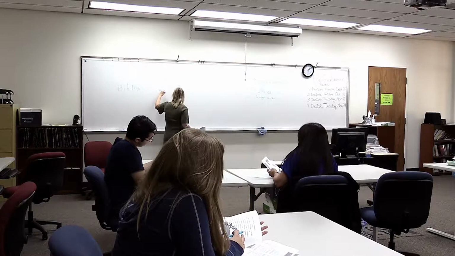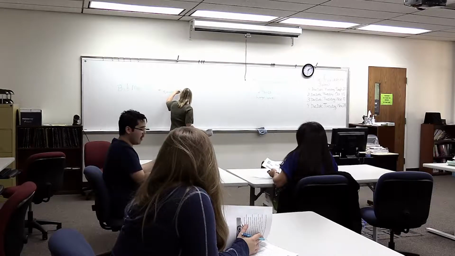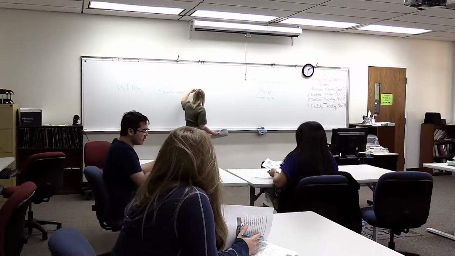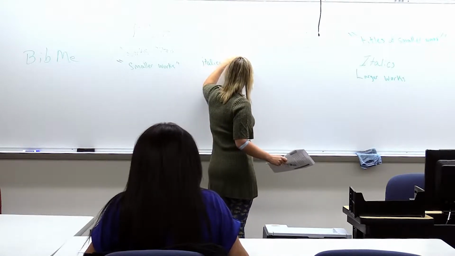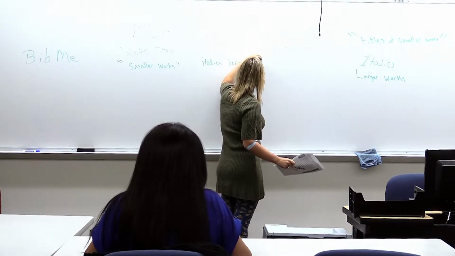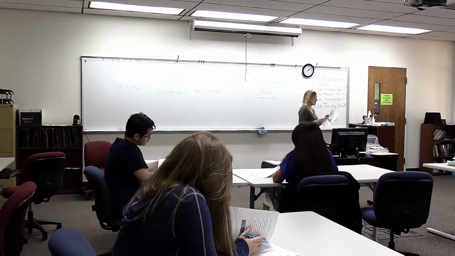So this is quotes for smaller works, and they both use italics for larger works. And anyone else notice anything weird about titles in APA?